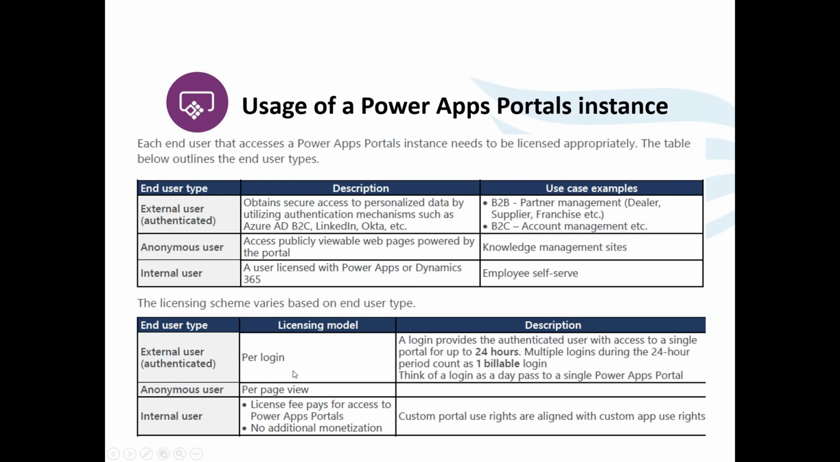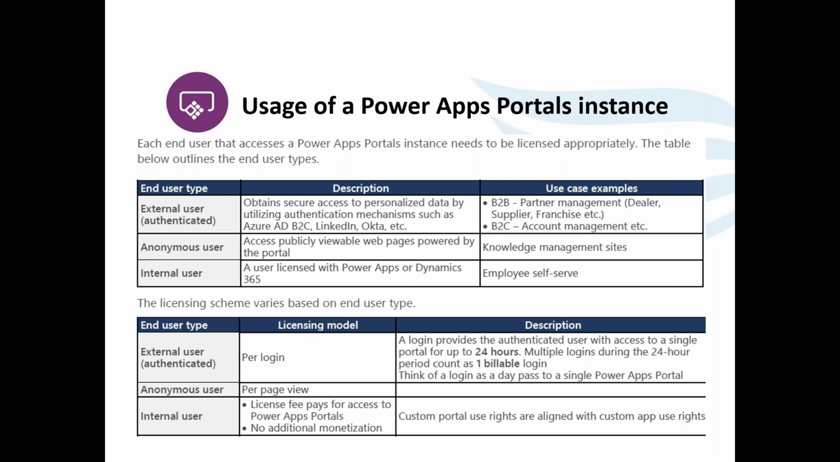The external authenticated users are per login. A login is somebody who logs in once every 24 hours. One billable login, so you get a certain number of logins per month. I'll show you the pricing in a moment. And then anonymous user is per page view, because obviously you don't have login, so you can't count it per login, it's just per page view.